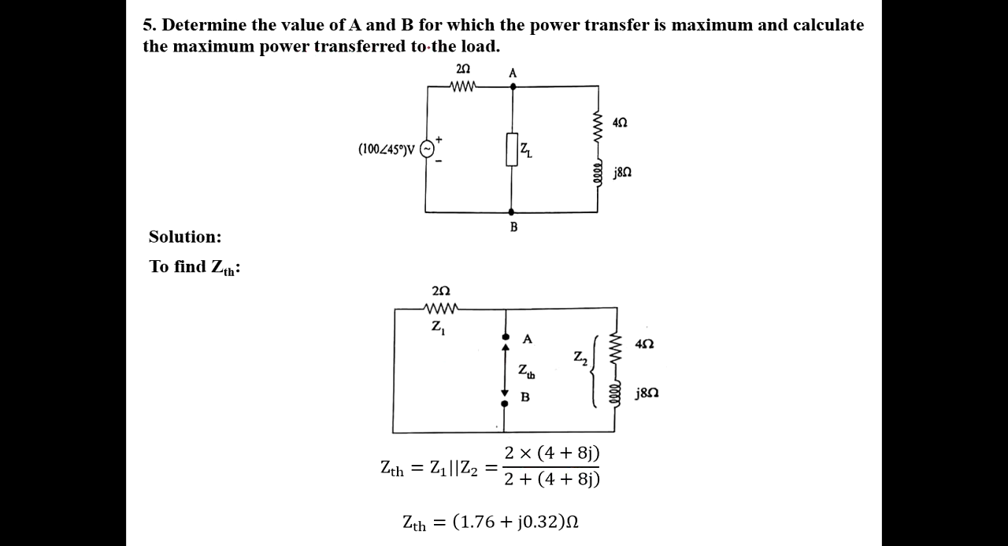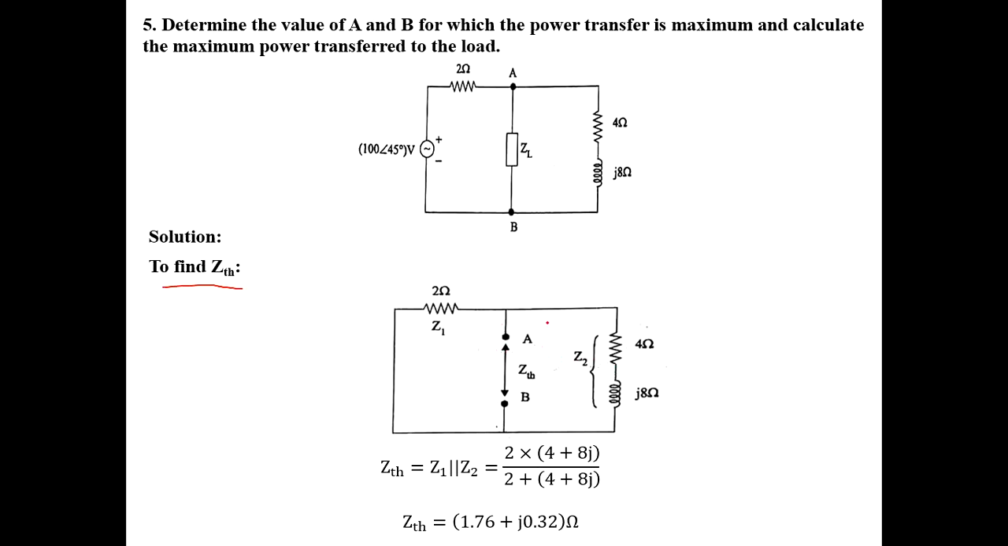Determine the value of A and B for which the power transfer is maximum and calculate the maximum power transferred to the load. This circuit represents an AC circuit because it has complex values. First we have to find the ZThevenin. This is similar to RThevenin. First short this voltage source and then remove this load impedance. Here the circuit will be like this.